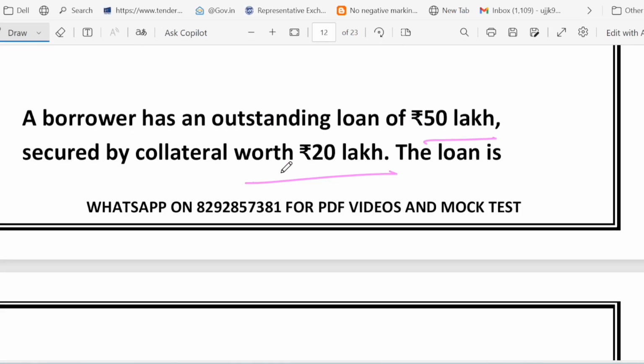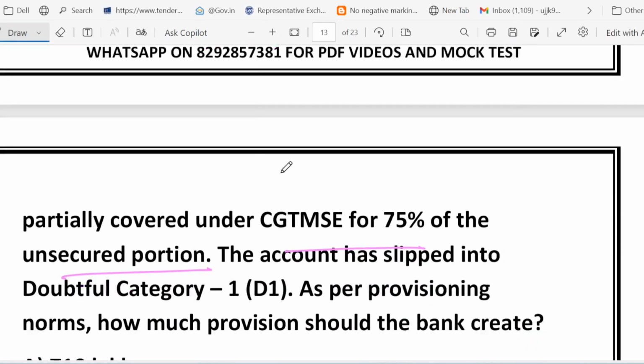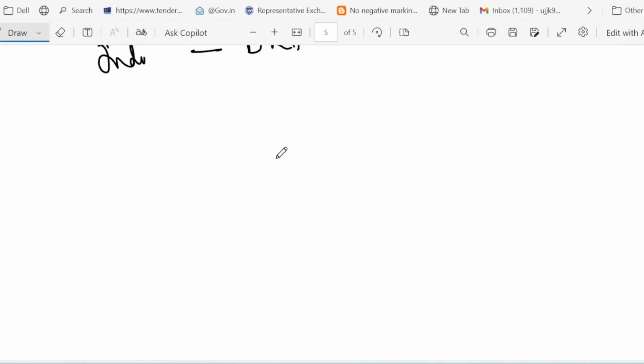Right. So outstanding loan 50 lakh, collateral is 20 lakh, CGTMSE covers 75%, D1 category. This data has been given. Now, first of all, let me show you the data. They have given the outstanding loan, 50 lakh. So this is the total amount that the borrower owes.